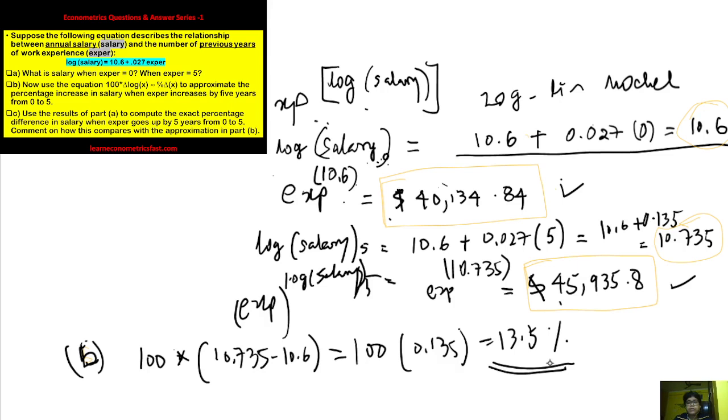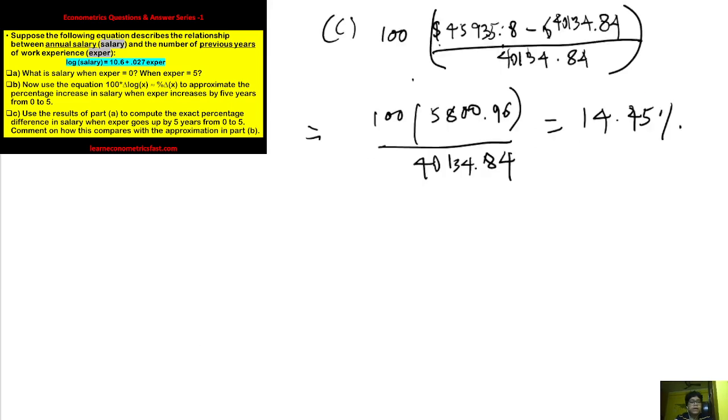So you can see that B and C give two different results. Here you get 13.5%, and here you get 14.45%, so exactly 1 percentage point higher when you consider the percentage difference in salary.